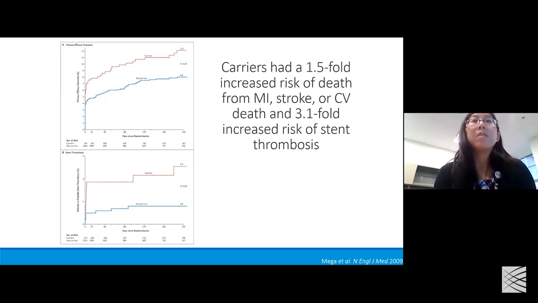And so this study looked at a clinical trial in subjects who were treated with Clopidogrel and had genetic data available to classify them as carriers or non-carriers. And they measured, based on the primary outcome of the study, this composite outcome of death from cardiovascular causes, myocardial infarction or stroke, and they found that carriers had a 1.5-fold increased risk of these events, as well as a 3.1-fold increased risk of a stent thrombosis or blockage of the stent that was placed and for which Clopidogrel is being used to keep it patent.